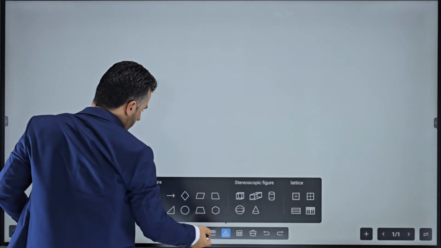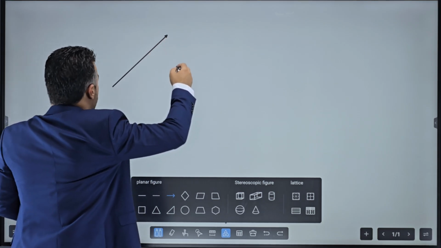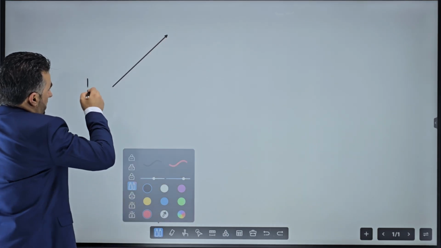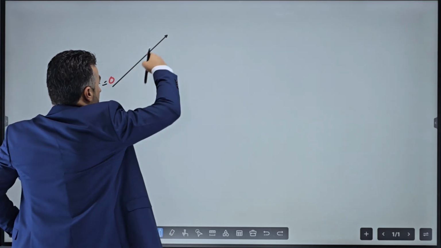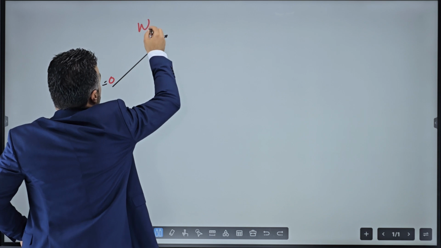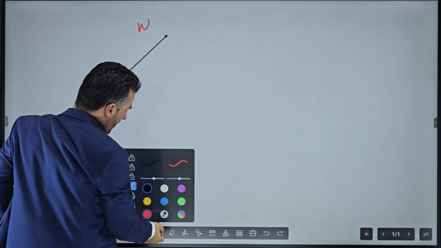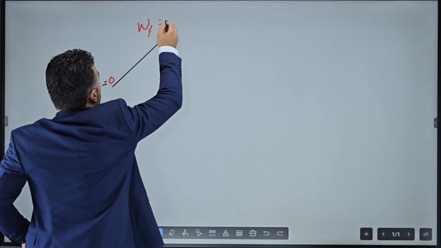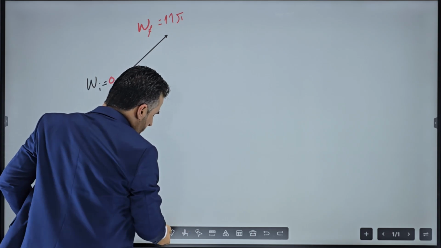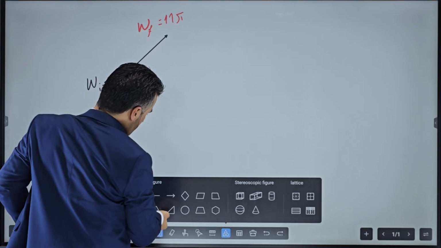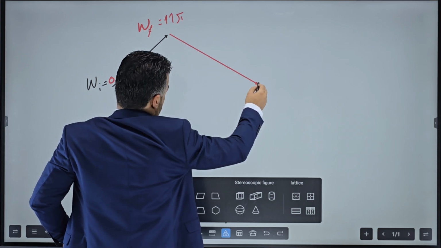Here's the washing machine, let's say, or you can say this is the starting point. At this point, we can say this is omega initial, which starts from 0. Then it is going to speed up until it reaches a final angular speed of 11 pi radian. From this point, it is going to slow down until it stops. Let's just do this one here.